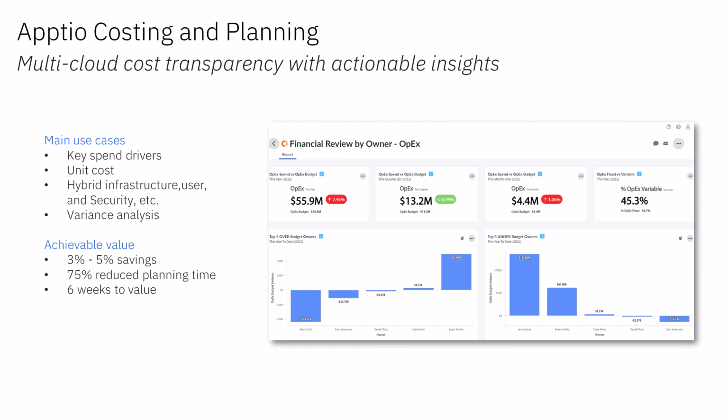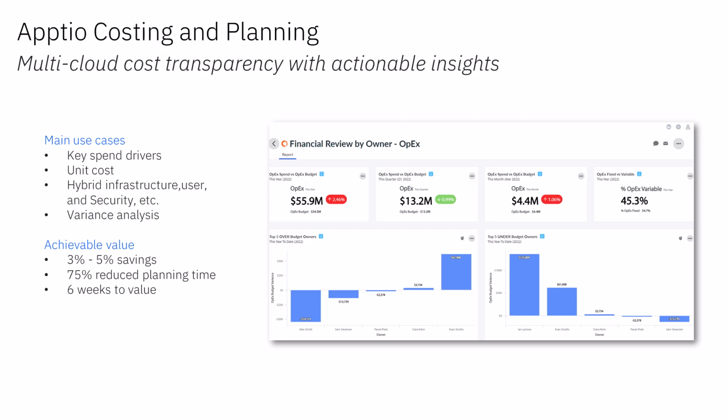Apptio Costing and Planning provides cost transparency with actionable insights. This transparency enables organizations to identify key spending drivers, calculate units of cost for IT spending, track and manage IT infrastructure and assets, and efficiently track and analyze budget variance.